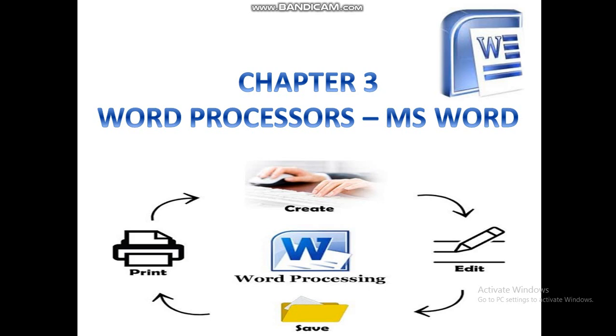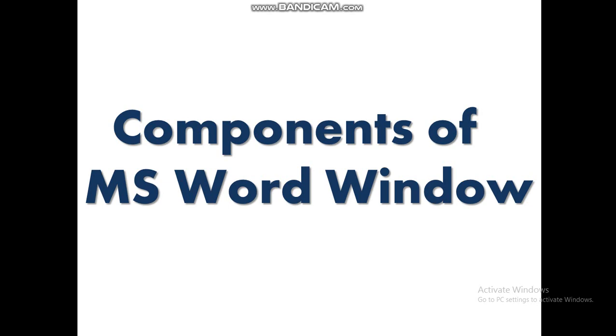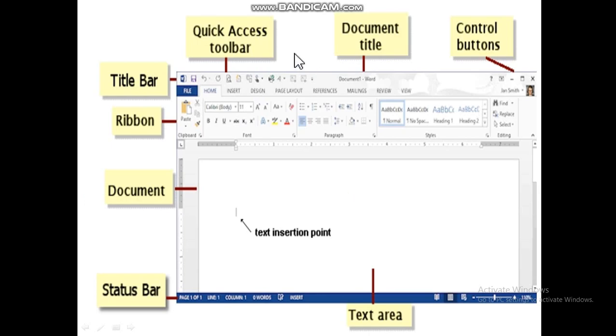Hello students, let's continue with our chapter 3, word processors, MS Word. Students, in our last class we discussed the components of the Word window: the title bar, quick access toolbar, control buttons and ribbon, menu bar, and document area. In this document area we see the insertion point, that is, the cursor.